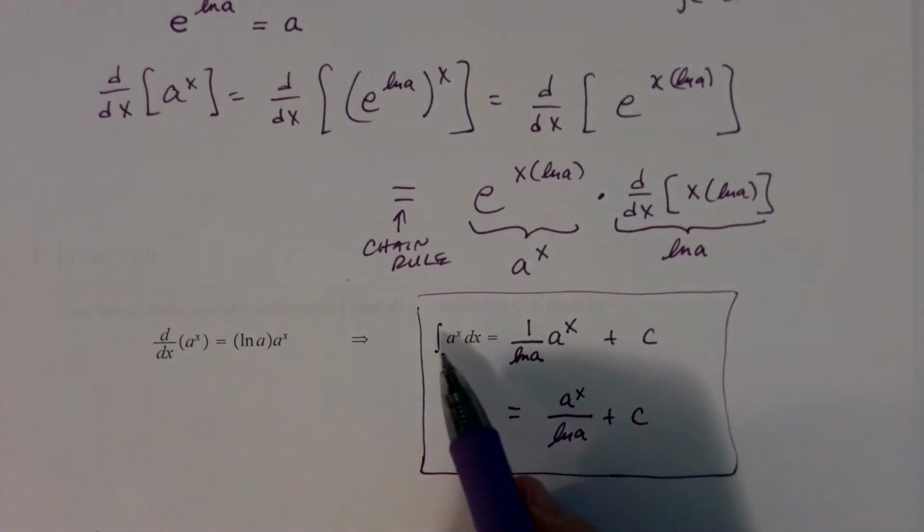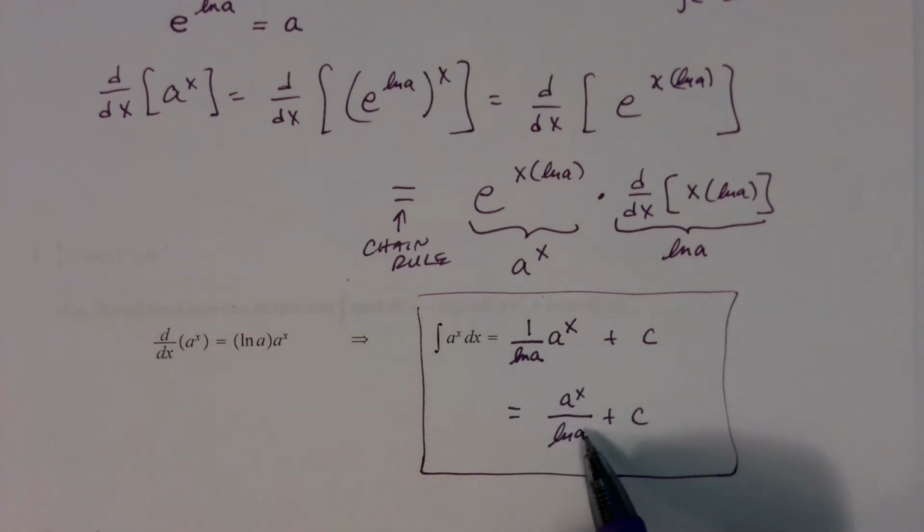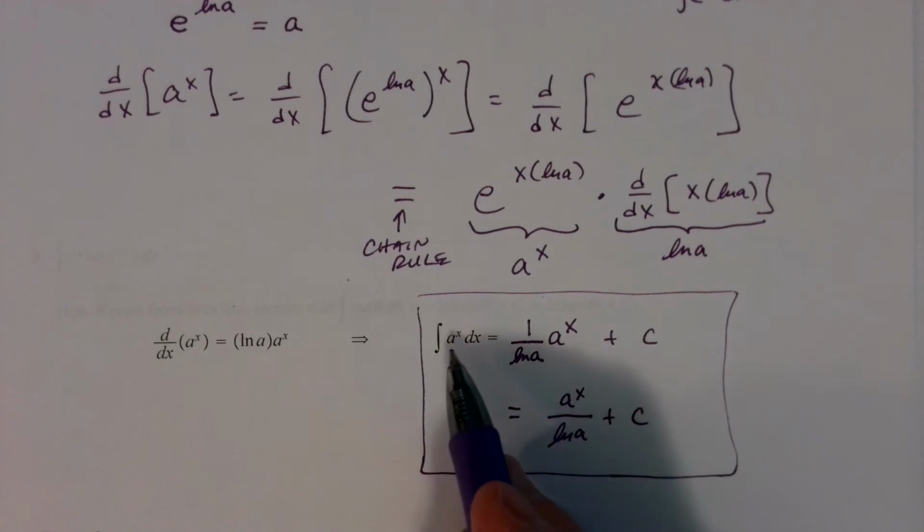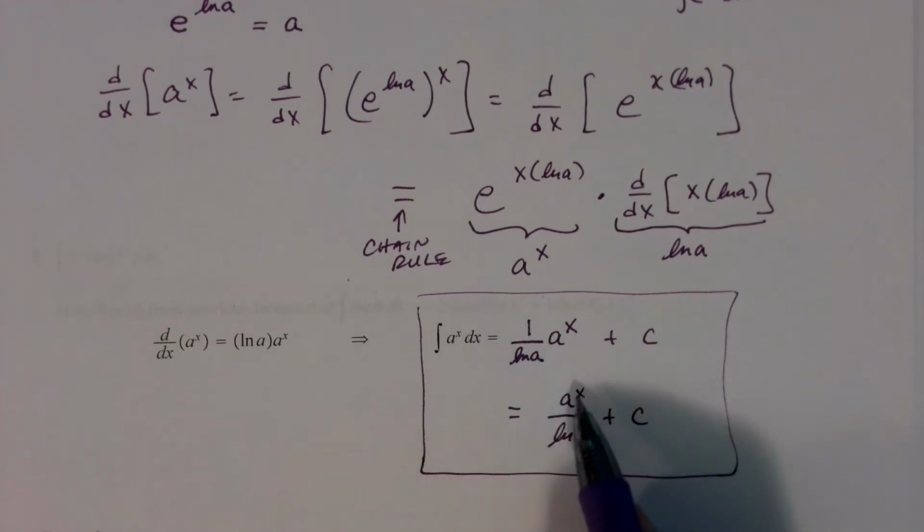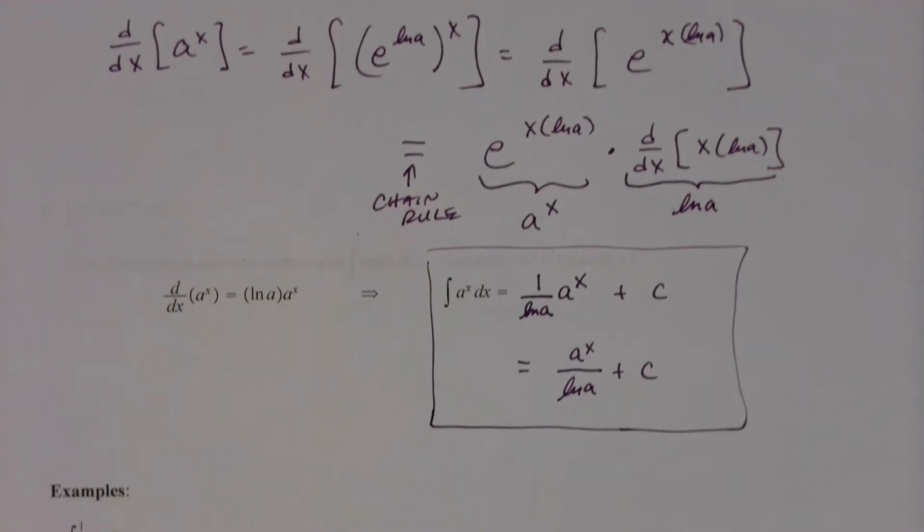So there is the antiderivative of the general exponential functions. And of course, if this is e, this works because the natural log of e is just 1, so the integral of e to the x is e to the x. But what's the integral of 2 to the x? Well, it's 2 to the x divided by the natural log of 2.